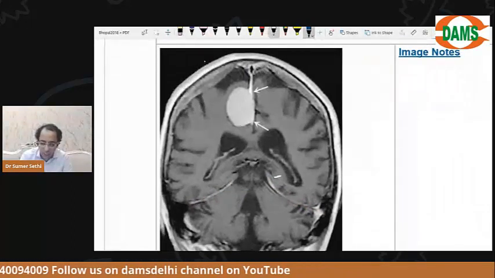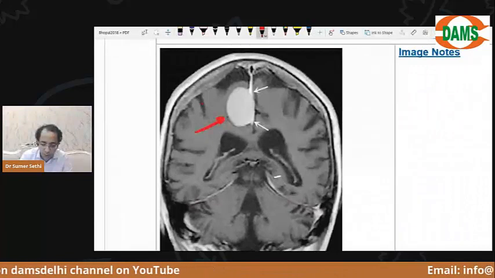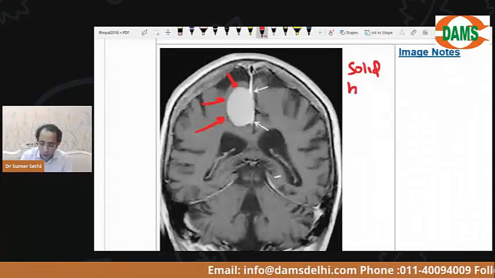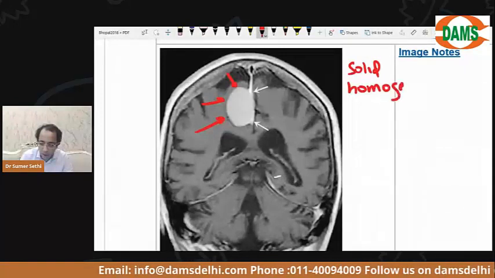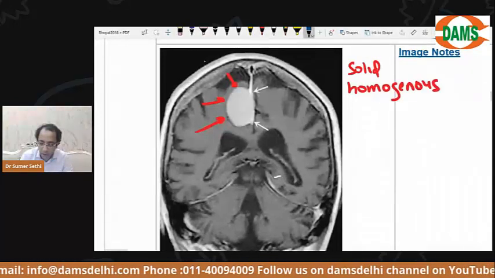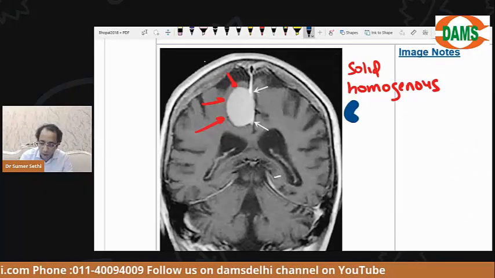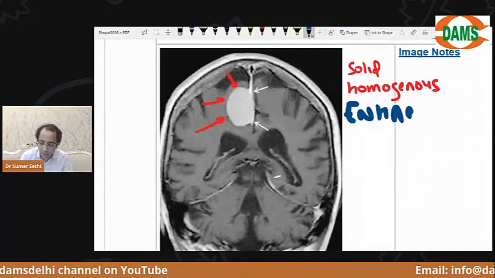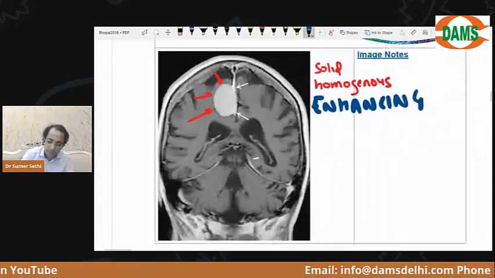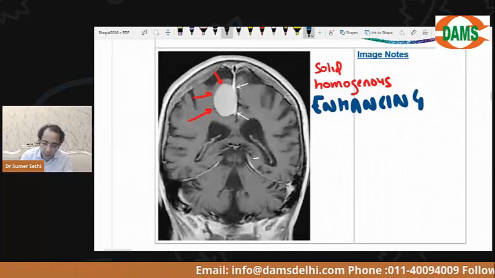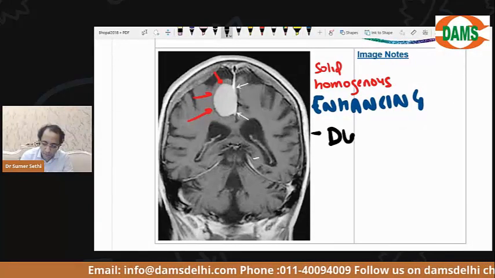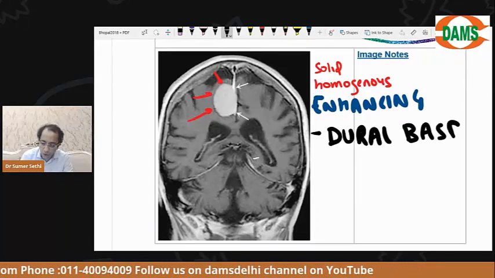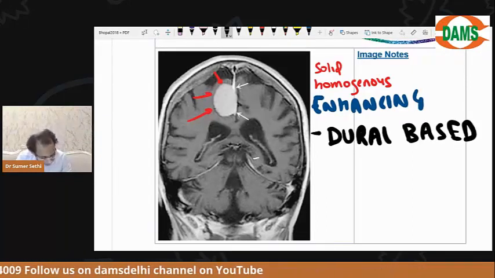Now this is not a ring lesion. Ring के जैसा नहीं है, inflammatory नहीं है, पूरे के पूरे में डाइका अपटेक है. So we can see a solid looking homogeneous enhancing, मतलब डाइका अपटेक कर रहा है. Solid looking homogeneous enhancing lesion कहां पे है? It appears attached to the dura. So it is a dural based homogeneous enhancing lesion. Are you clear?